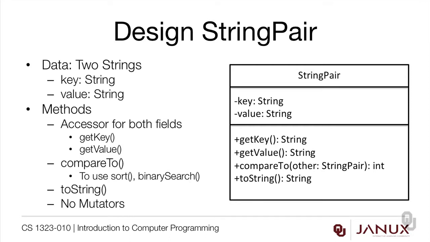So here's our design in UML, the string pair, the key and value, and the data. Notice I've made those private, as you can see by the little minus signs in front of them. And then getKey, getValue, compareTo, and toString. All of those are public, as methods almost always are.